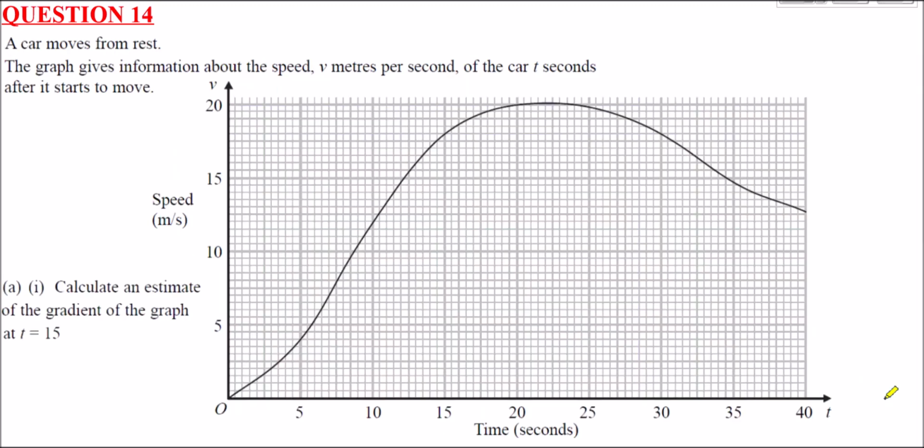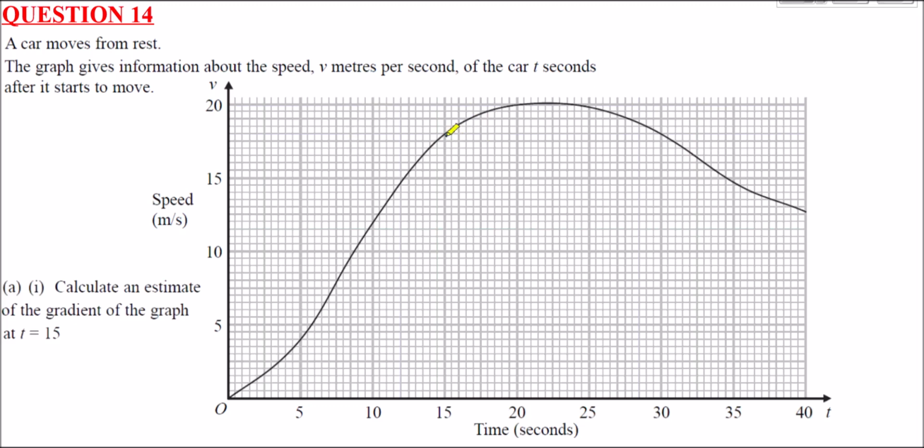Question 14, we have a speed time graph, and it's showing a car moving from rest. The graph gives information about the speed, v meters per second, of the car, t seconds after it starts to move. So we've got this curve here showing how the speed is varying with time. For 1a, we need to calculate an estimate of the gradient of the graph at t equals 15. Now, the gradient of a straight line is just how steep it is. For a curve, the steepness is changing all the way through.